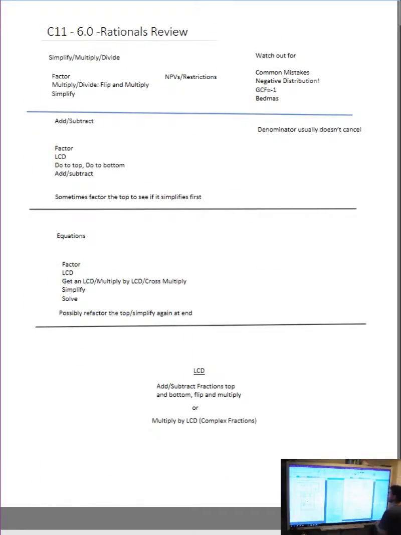Rationals review, so these are some methods that we did from a topic called reciprocals and rationals in grade 11, probably. And now it's called rationals, and we're doing the same thing, simplifying, adding and subtracting, and working on equations, multiplying both sides by the LCD, possibly, looking for x-intercepts, y-intercepts of rational functions.